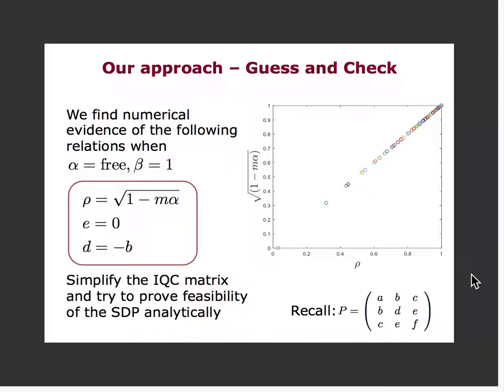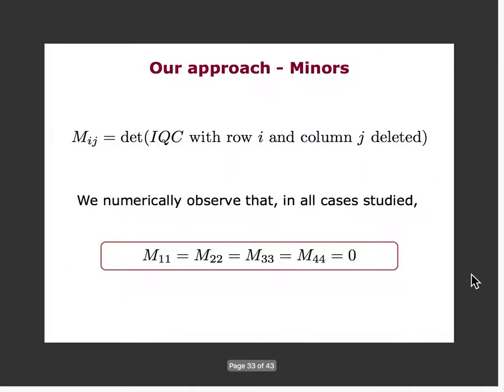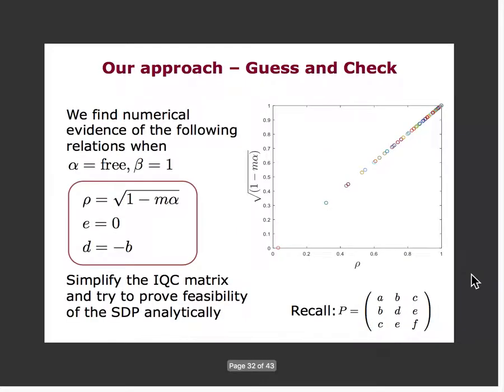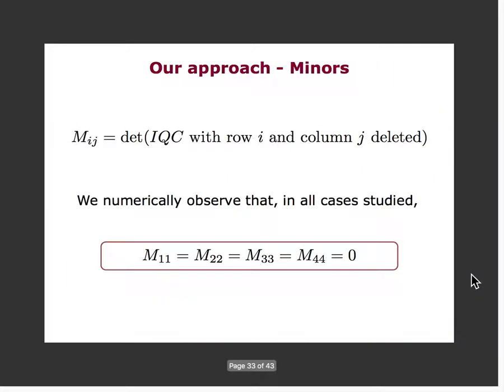And now, based on these guesses, we substitute and enforce those into our matrices, which simplifies the expressions substantially and makes the spectrum much easier to compute, and then we check whether the eigenvalues satisfy the right properties. Okay. So, what other things have we observed in general? This was for a specific setting where alpha is free and beta is equal to 1. So, what do we observe in general?